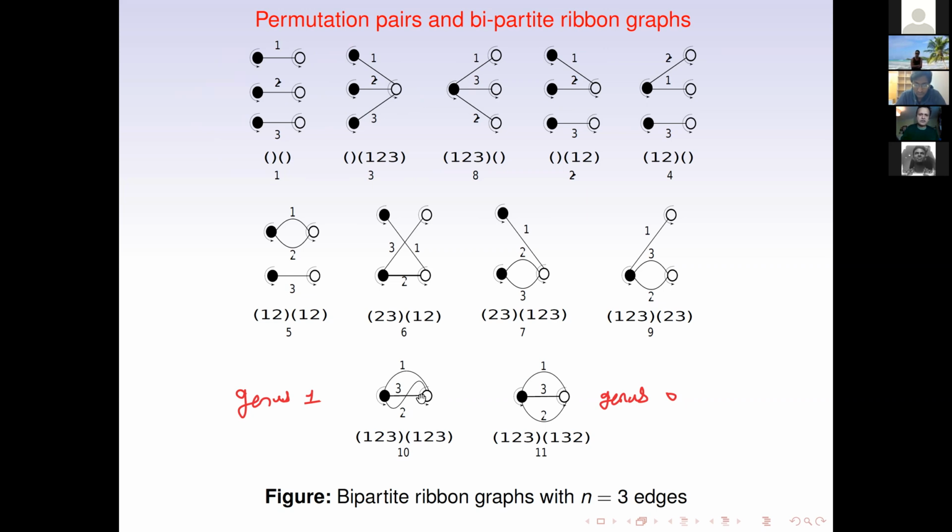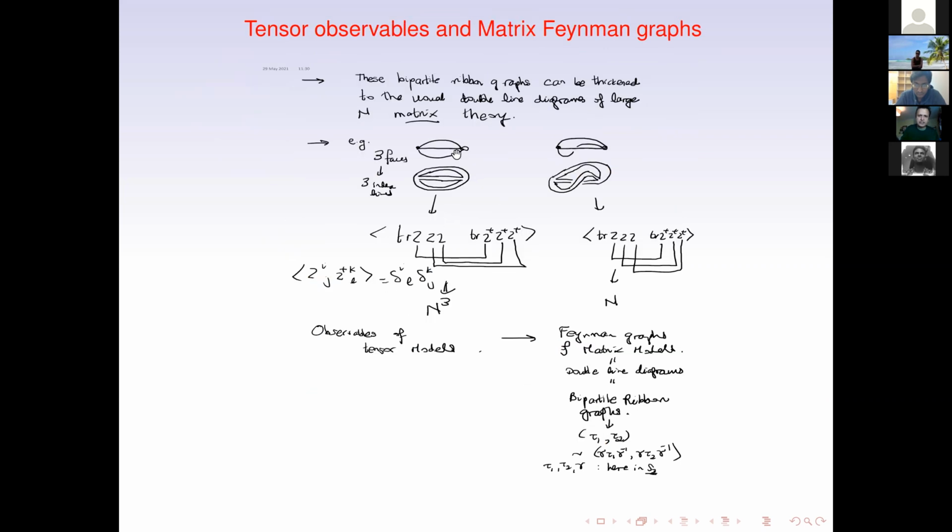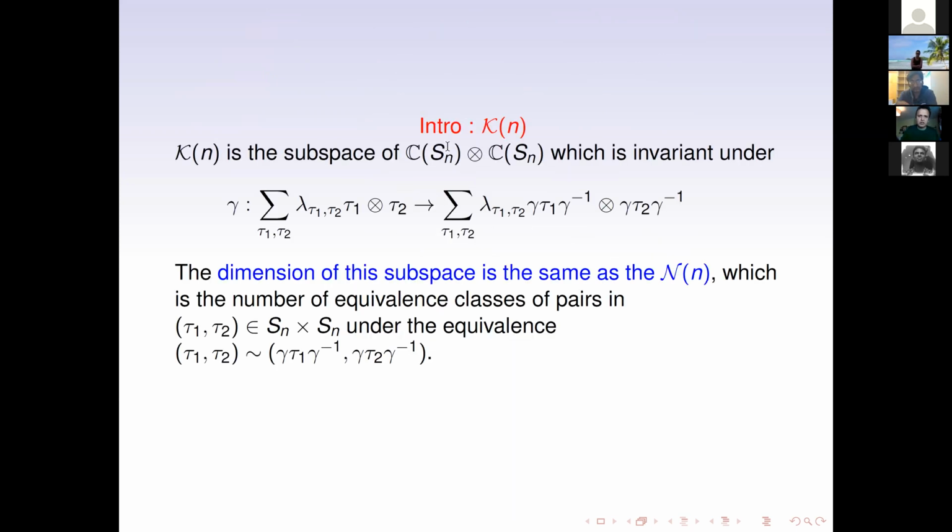And if you just thicken the lines of these graphs, you get more familiar looking. Take this guy, thicken the lines. Take this guy, thicken the lines. You get familiar looking double line diagrams, which come up if you're doing Wick contractions in ordinary matrix theory. So essentially, this tensor observable counting gives you the enumeration of all matrix double line graphs with a fixed number of edges. So there's a nice combinatoric relation to large N diagrams.